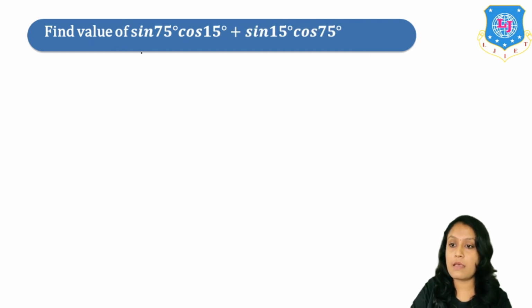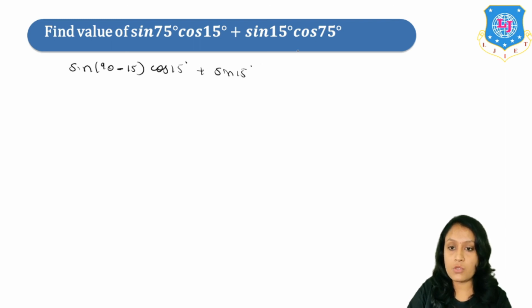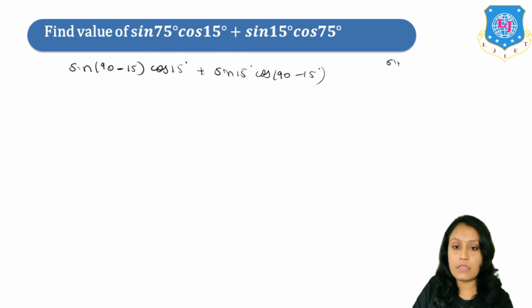Now let's move to the next example. Find the value of sine 75 degrees into cos 15 degrees plus sine 15 degrees into cos 75 degrees. This 75 we will write as 90 minus 15. All other terms we will write as they are, so sine 15 degrees as it is. In place of cos 75 we will write cos of 90 minus 15. Now we need the answers of sine of 90 minus theta and cos of 90 minus theta.